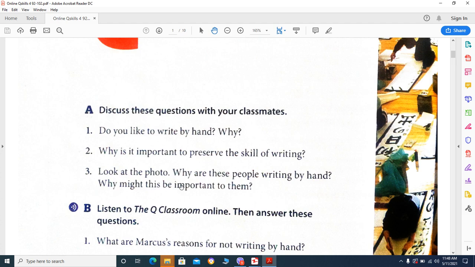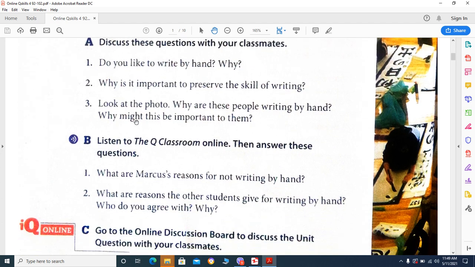And the last one, look at the photo. Here is the photo. Why are these people writing by hand? These people are writing by hand. Why are they doing so? Why might this be important to them? What do you think is the importance to them of writing by hand?